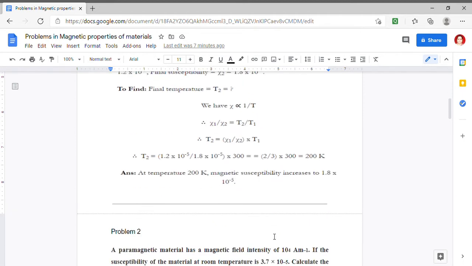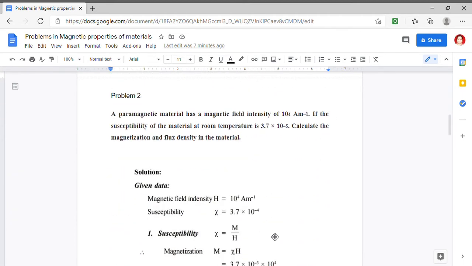Now, moving over to the next problem. Here in this problem, a paramagnetic material has a magnetic field intensity of 10 raised to power 4 ampere per meter. If the susceptibility of the material at room temperature is 3.7 into 10 raised to power minus 5, we have to determine the magnetization, and the other parameter to be determined is the flux density in the material.